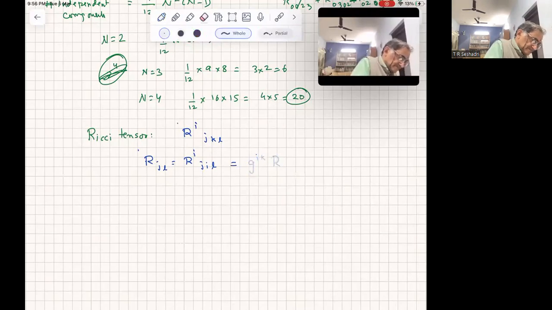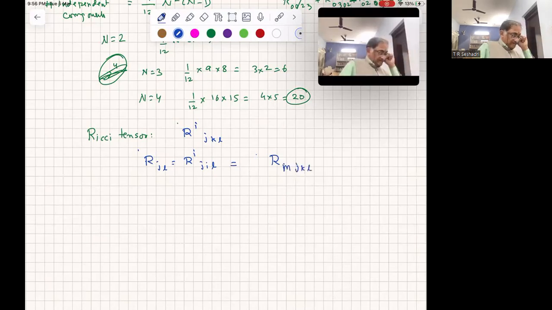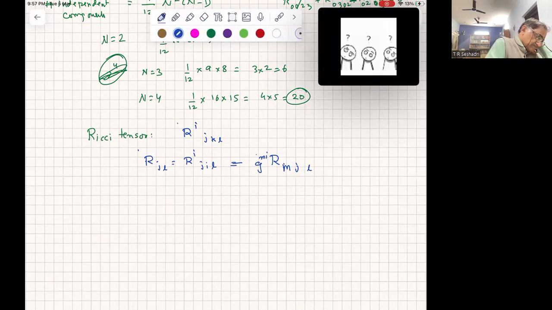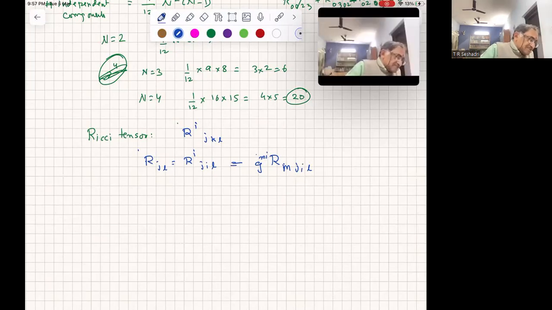No, wait a minute. Okay. So I have R_IJKL or R_MJKL, and this thing will be equal to R_MIJ, and I will call this also R_MJ. This is R_JL. This is called the Ricci tensor.